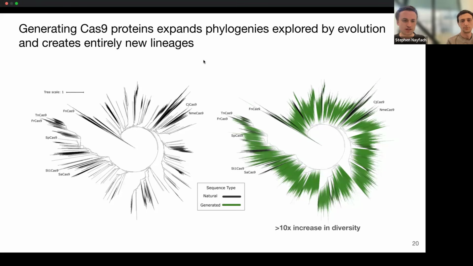And if you look really closely at the tree on the left, you can see lots of sort of little nicks in the tree. These are cases where generated proteins have created new branches that weren't explored by evolution. So not only can we sort of add more resolution to paths that evolution did explore, we can create entirely new paths and lineages that might have highly functional genome editors for specific applications.